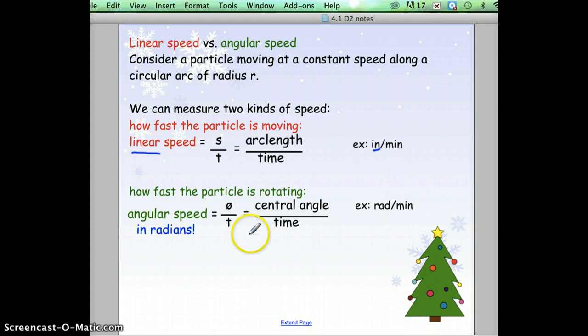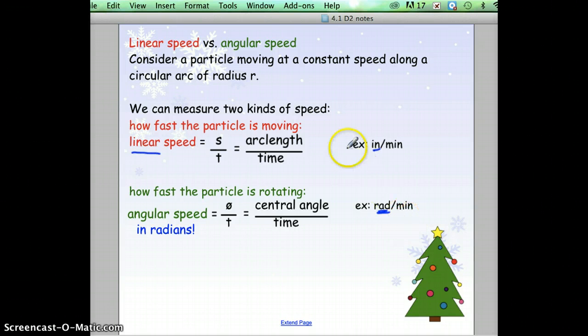The other kind of speed we're going to look at is angular speed, and that's how fast the particle is rotating. So we're talking about rotating, which means we're going to be focusing on angles. So we've got an angle over time. So it's going to be radians per minute, or radians per second, or radians per hour, or radians per some time unit.